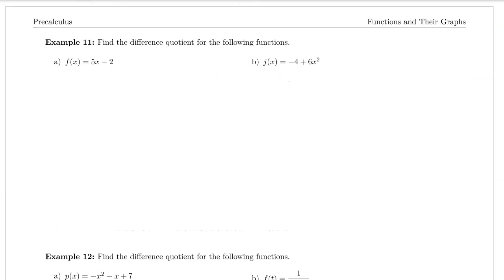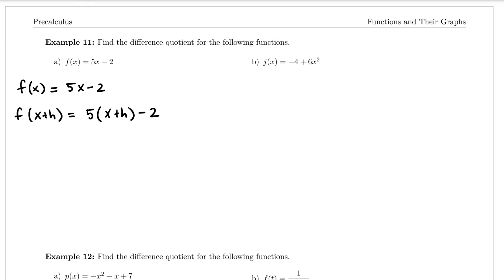Example 11 says find the difference quotient for the following functions. In part A, we have f of x is equal to 5x minus 2. Now, before we write out the difference quotient, I'm going to suggest that we evaluate f of x plus h. The way that we do that is anywhere we see an x in the function, we're going to replace it with x plus h. So I have 5 times, instead of x, I'm going to write x plus h minus 2.